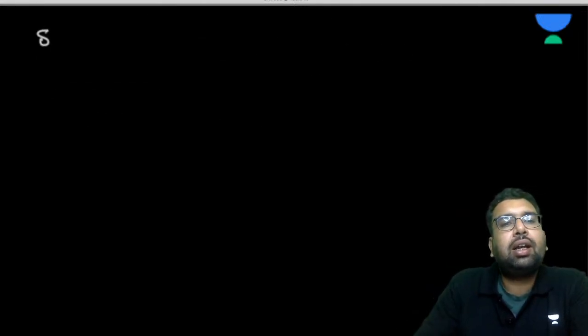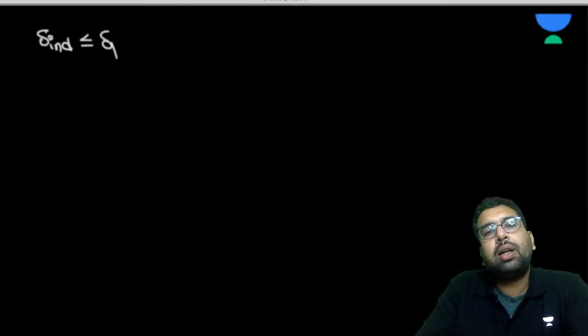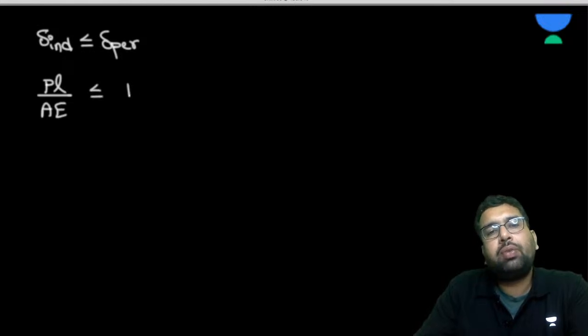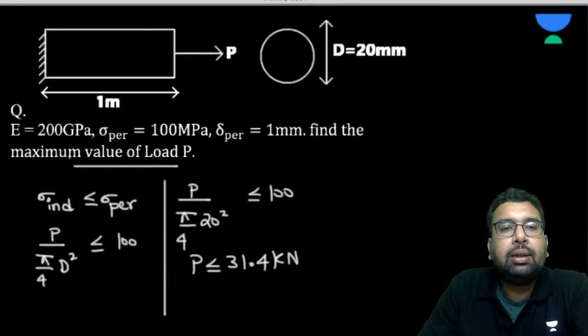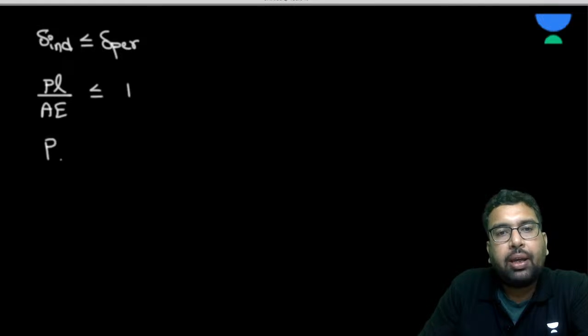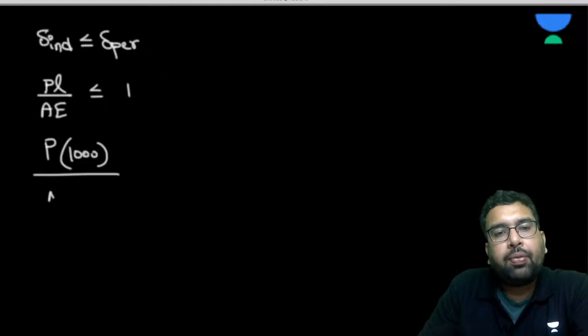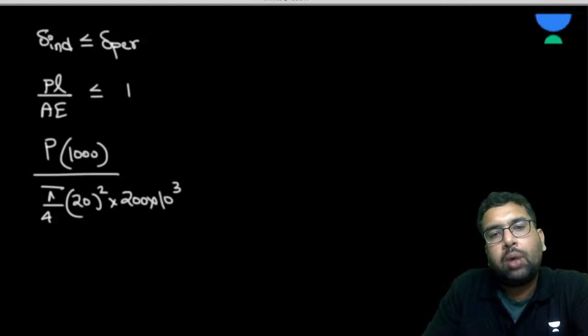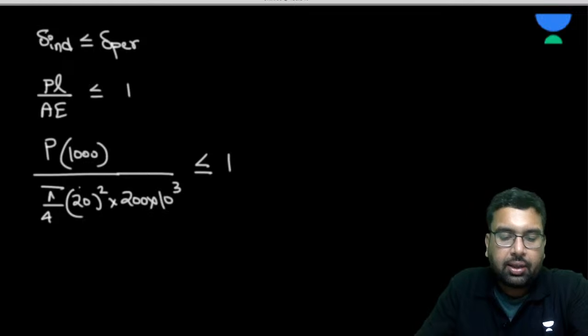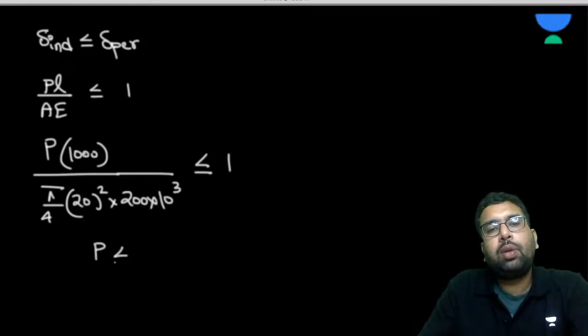It says delta induced is less than or equal to delta permissible. Delta induced is PL upon AE, and delta permissible is 1 mm. So what is P? We have to find P. L is 1 meter, that is 1000 mm. Area is pi by 4 into 20 square, and Young's modulus E is 200 into 10 to the power 3, and that is less than or equal to 1. So when I calculate P from here, I am getting somewhere near 62.8 kilonewton.